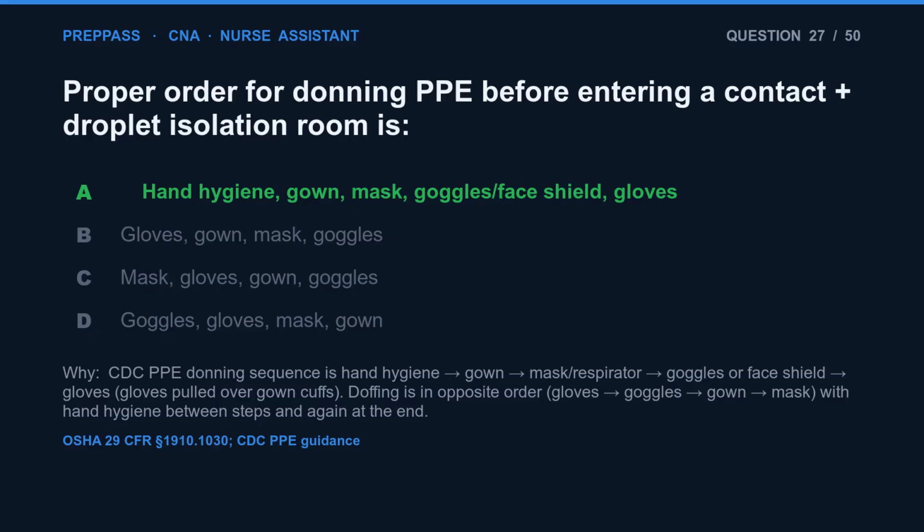The correct answer is A. CDC PPE donning sequence is hand hygiene, gown, mask/respirator, goggles or face shield, gloves, with gloves pulled over gown cuffs. Doffing is in opposite order: gloves, goggles, gown, mask, with hand hygiene between steps and again at the end.